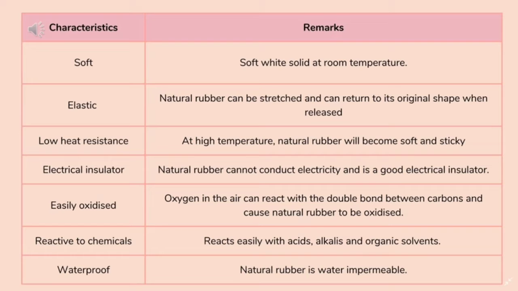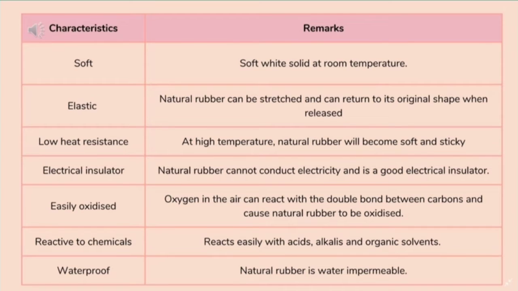Oxygen in the air can react with the double bond between carbons and cause natural rubber to be oxidized. It reacts easily with acids, alkalis, and organic solvents. And lastly, natural rubber is water impermeable.